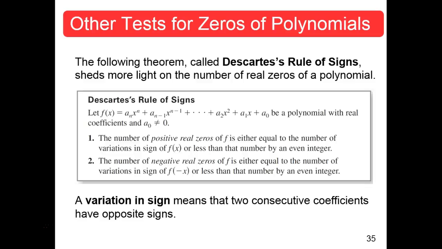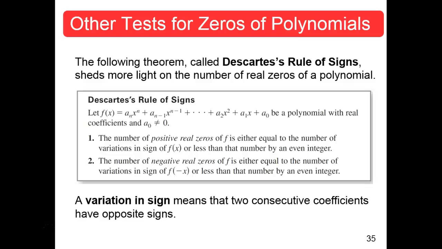But it is. The number of positive real zeros of f is either equal to the number of variations in sign of f. So if you start counting down here, if this is a plus and that's a minus, that's a change of variation. That's a change of sign. If that's a minus and the next one's a minus, that's not a change of sign. And then when you get to the next plus, there's another change of sign. When you get to the next minus, there's another. So you count your variations in sign. Okay? So it's either equal to that number or less than that number by an even integer, 2 or 4 or 6 or 8. So that's how we start with the Descartes rule of signs.